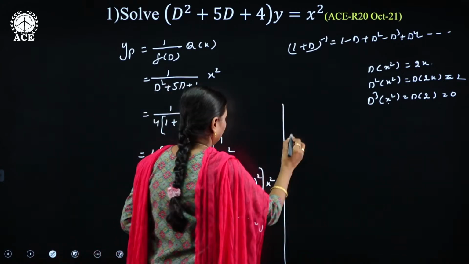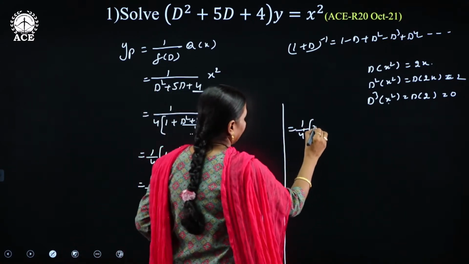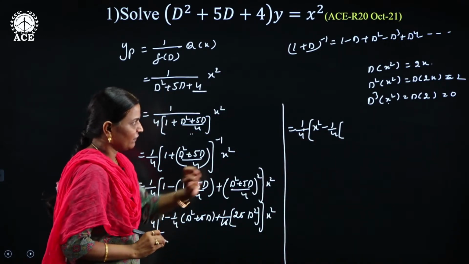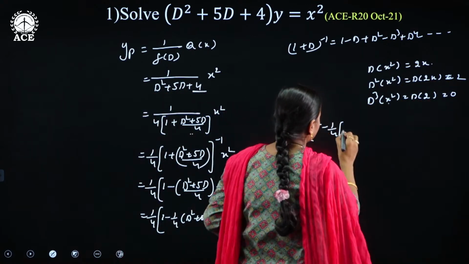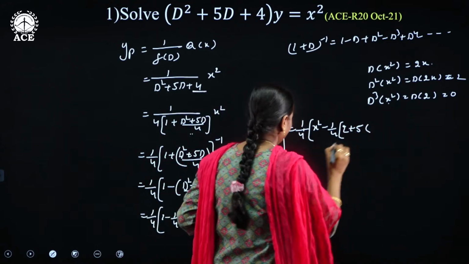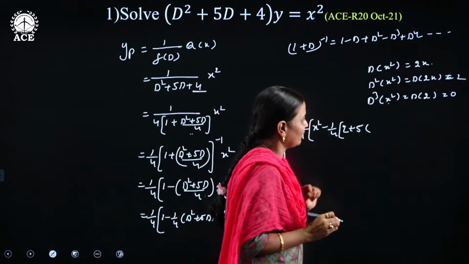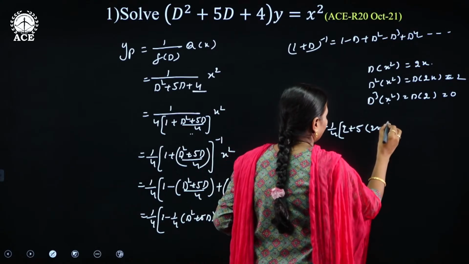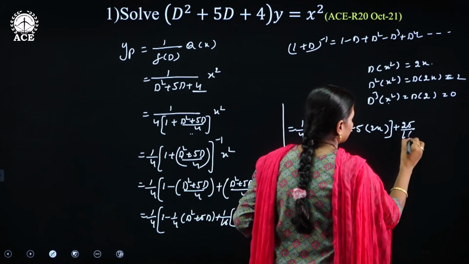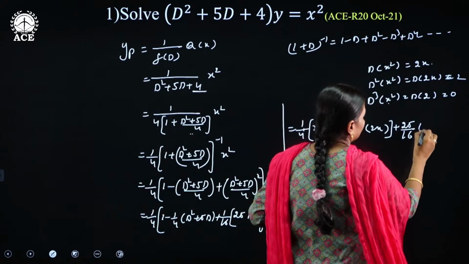So that is equal to 1 by 4 into, next, x square into 1, x square minus 1 by 4 into, see here, 2 times the differentiation of x square. What is 2 times the differentiation of x square? It is 2. Next plus 5 into differentiation of x square. Here we have 5D, differentiation of x square. What is the differentiation of x square? It is 2x. That is 2x. Next plus 1 by 16, that means 25 by 16 into 2 times the differentiation of x square. What is 2 times the differentiation of x square? It is 2.